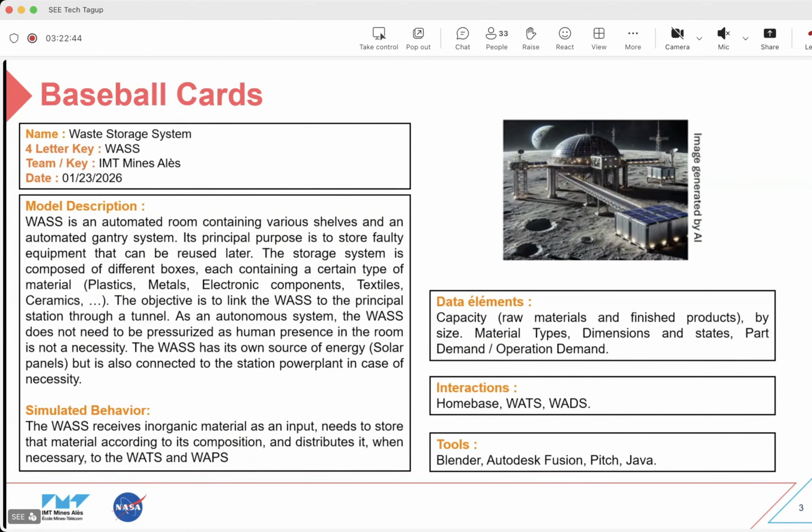So the first system that we developed is the waste storage system, which basically consists of stocking all of the waste or basically elements that are broken or need repair in a storage system across the base, so that basically waste doesn't add up with nowhere to stock it. Can you go to the next slide, please?